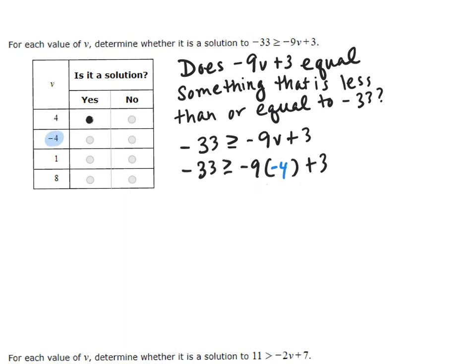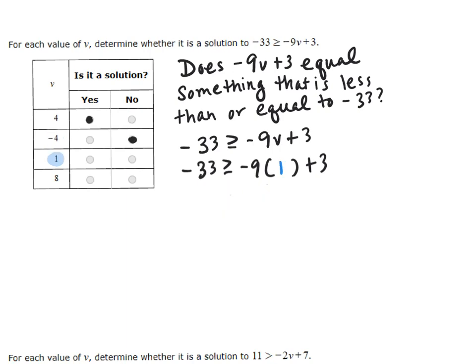Let's try -4. Okay, -33 is not greater than 39. It's also not equal to. So this one is not a solution.